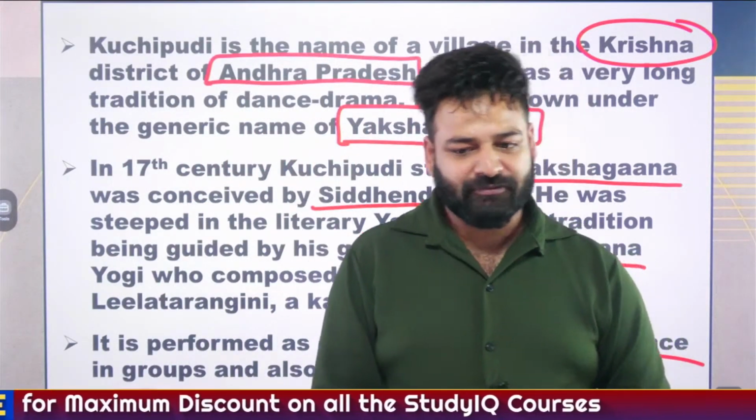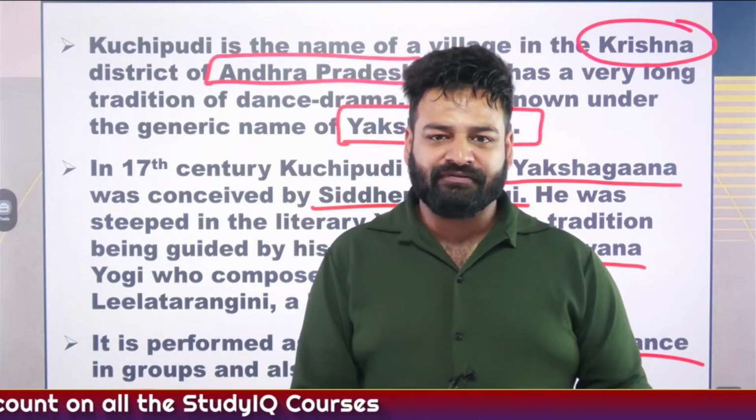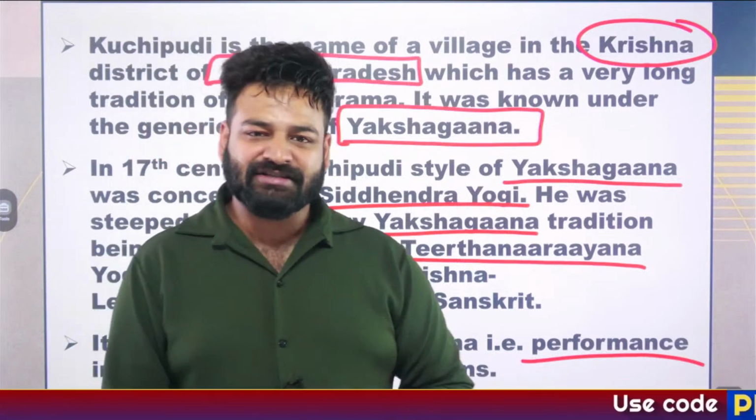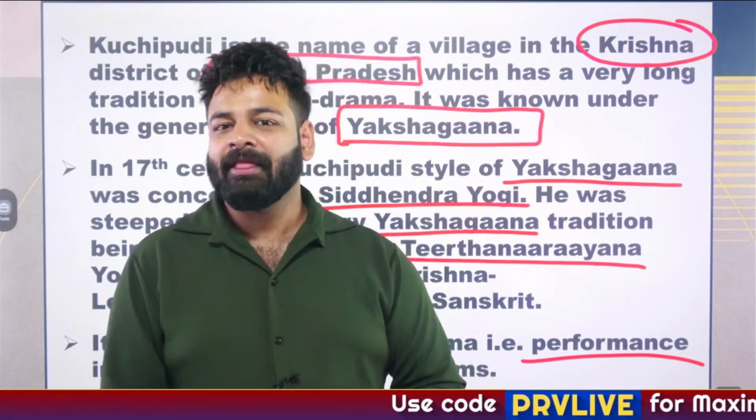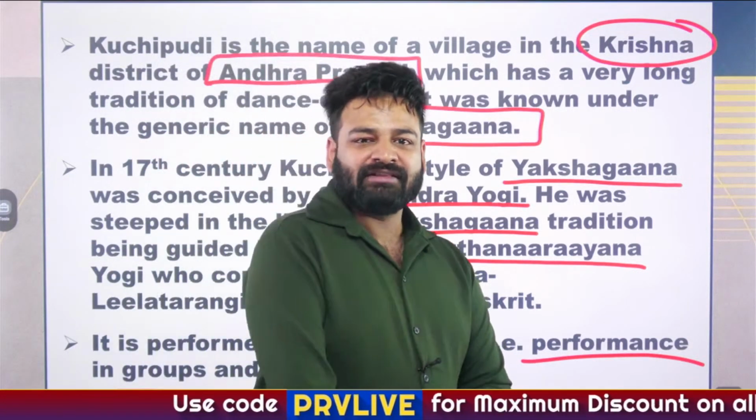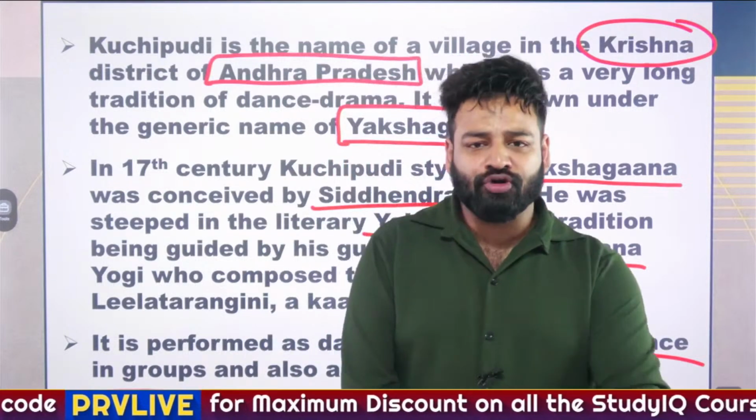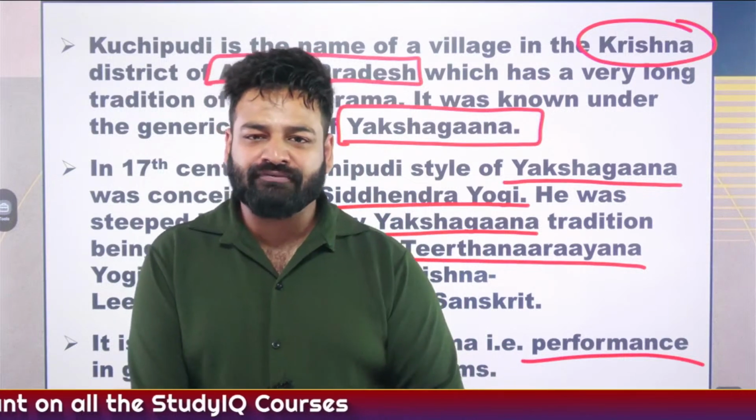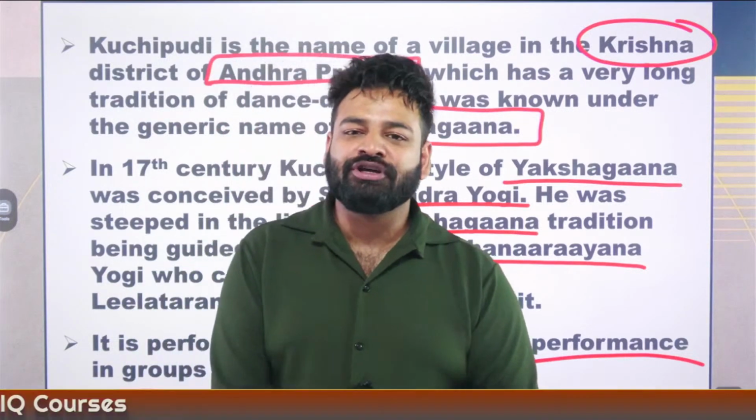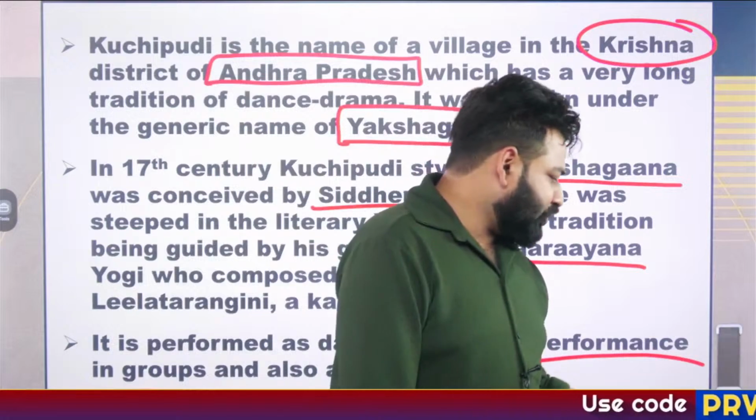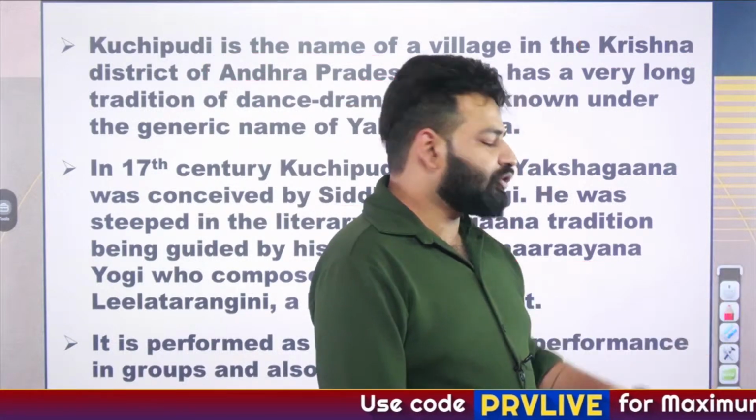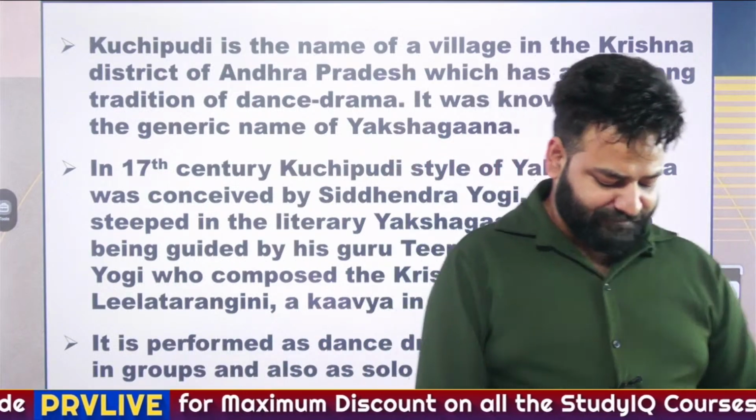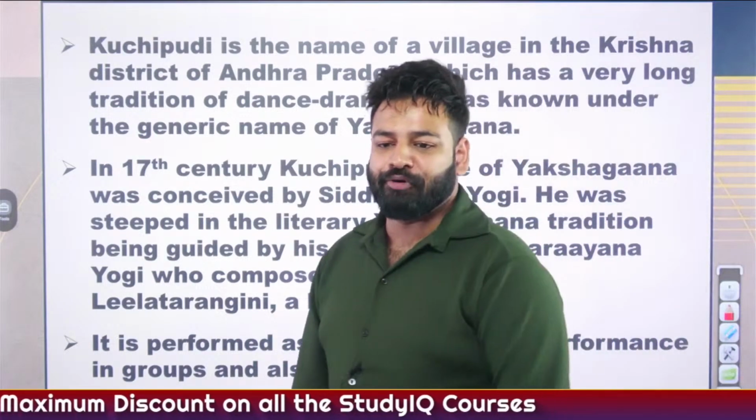To summarize the features of Kuchipudi: the Krishna district of the state of Andhra Pradesh; the two names associated with it, Siddhendra Yogi and his guru Tirth Narayan Yogi; the actual term for Kuchipudi was Yakshagana; and Kuchipudi could be performed as a solo item or as a group performance as well. These are the basic features of the dance Kuchipudi.